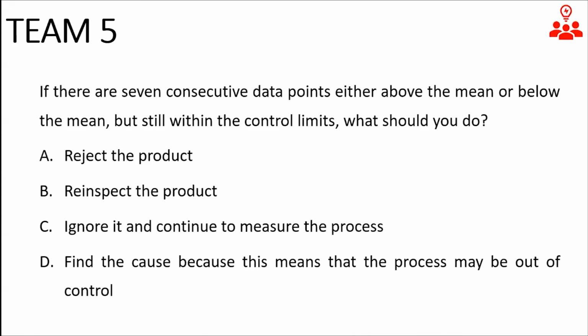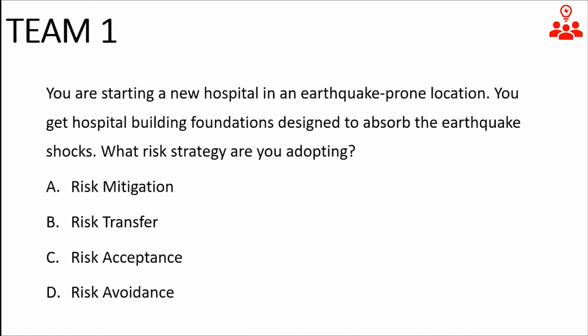Ma'am, find the cause because this means that the process may be out of control. It's not, it is in the control limit, but according to Six Sigma, it should not go further. So we'll go with D. Right. So she gets 10 points. Team 1 gets 10 points for this. And team 5, 0.